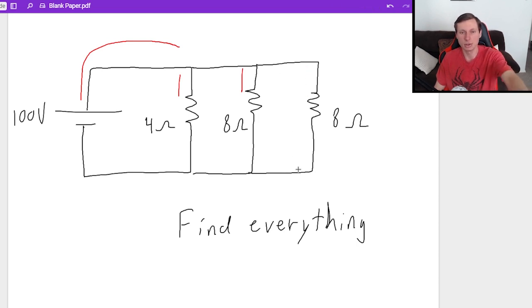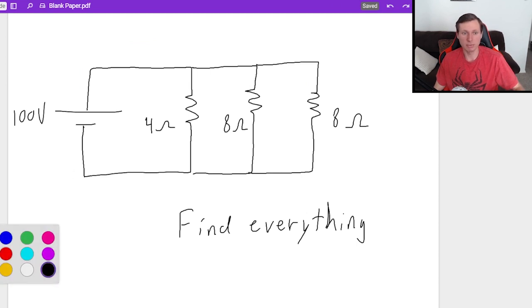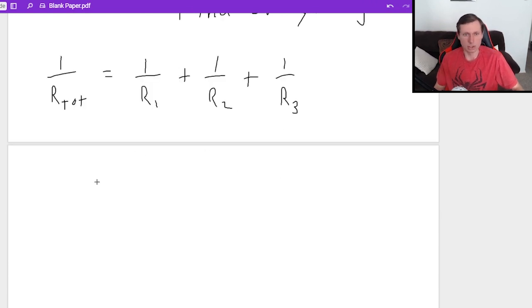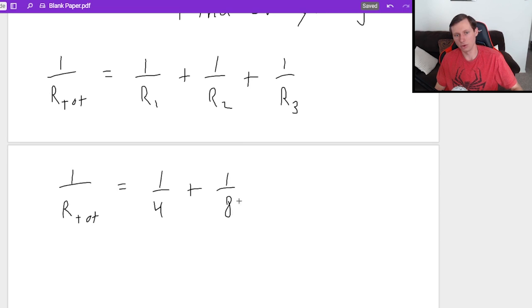And because of that, the three resistors are in parallel with each other, which means if I want to add them together, which I do, I need to do that weird math. 1 over R total equals 1 over R1 plus 1 over R2 plus 1 over R3. So in other words, 1 over R total equals 1 over 4 plus 1 over 8 plus 1 over 8.